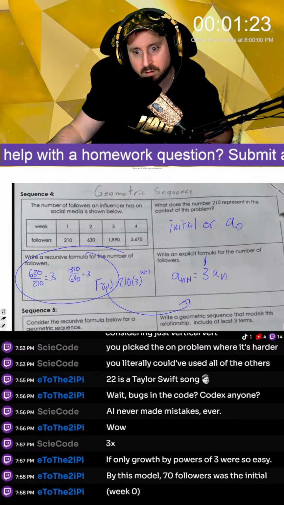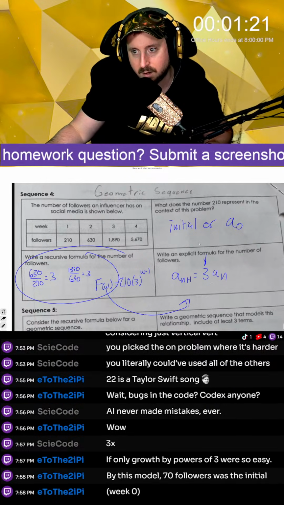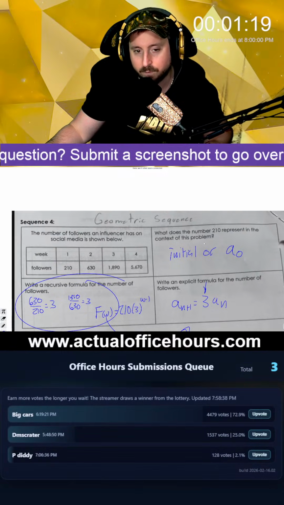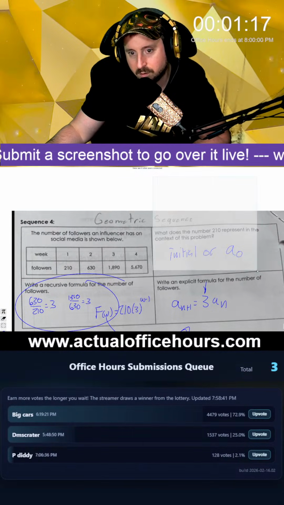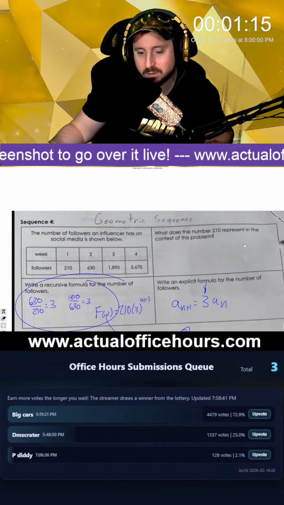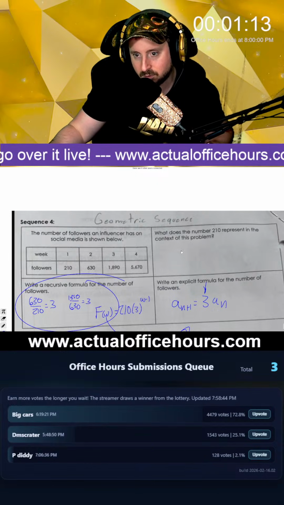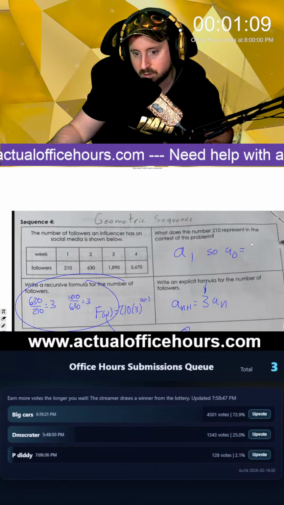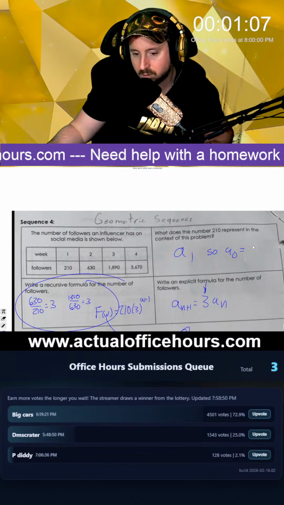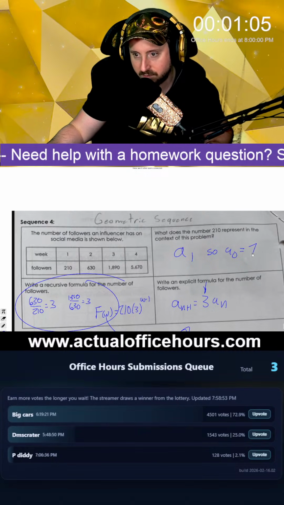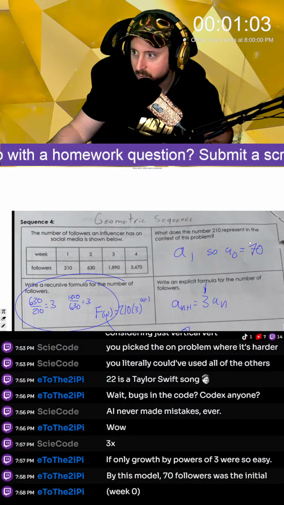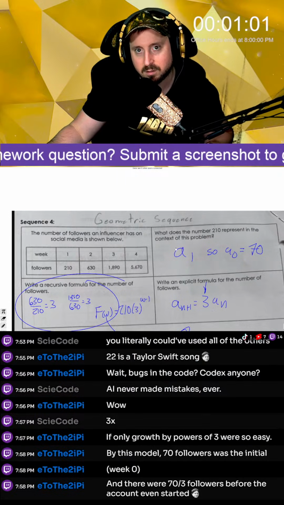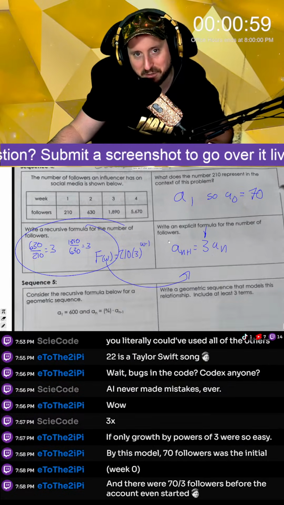By this model, 70 was the initial. Yeah. Oh, for sure. So maybe this is A1. So A0 is equal to 70. That's actually kind of cool to think about. Week 0, yeah. There was 70 over 3 before it even started.